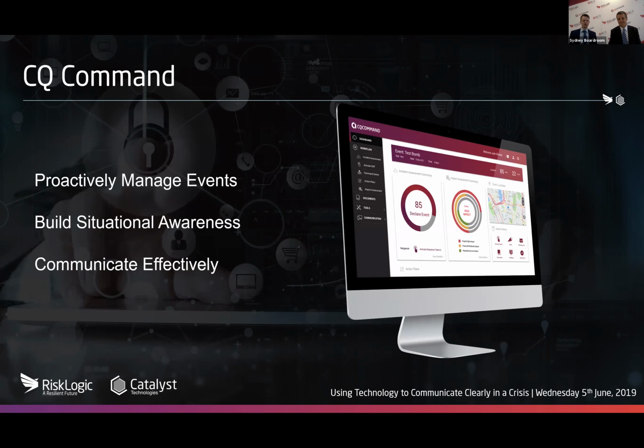Nice. Definitely, CQ Command, just for those who haven't come across it before, it's a software as a service, by which we mean a web-based tool. So if you do access it, you don't need to install anything locally. It doesn't need to be included into your physical network. All you need is a device that has public internet access and a username and password, and you're in.